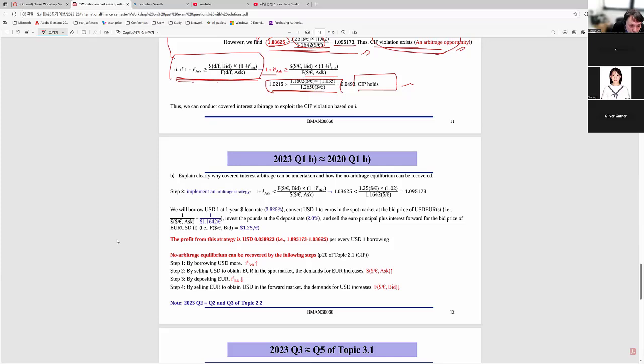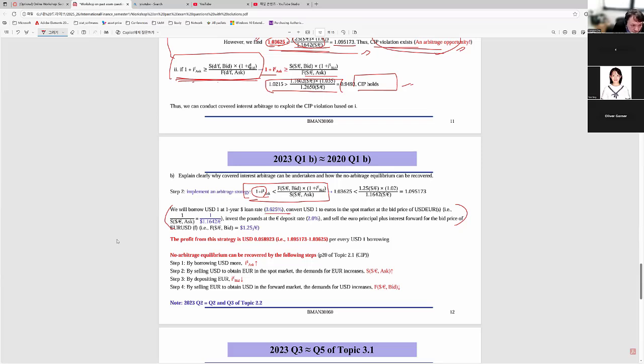So given this inequality, just like before, we have to borrow dollar, convert dollar into euro, put euro into euro money market. After one period, you're gonna convert euro back into dollar. That's gonna be your strategy. So I almost copy this one from the solution from the previous questions, right?